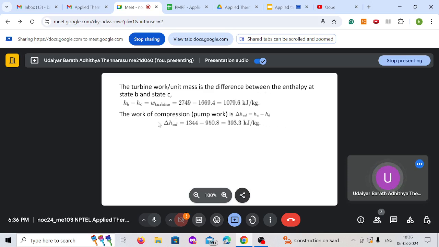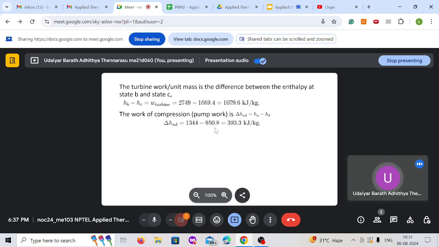And if you see the compression work, it is your HA minus HD, so that will give me 1344 minus 950.8, which is 393.3 kilojoule per kg. So if you see, this is 400 and then 1000, so you're close to generating some 650 kilowatts of net work from the turbine.